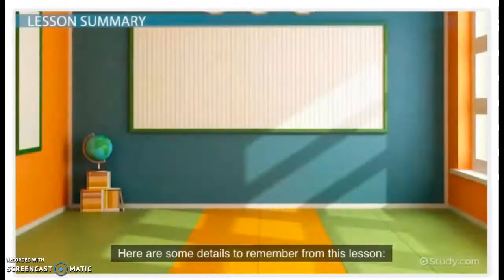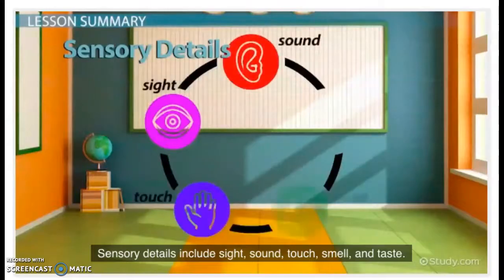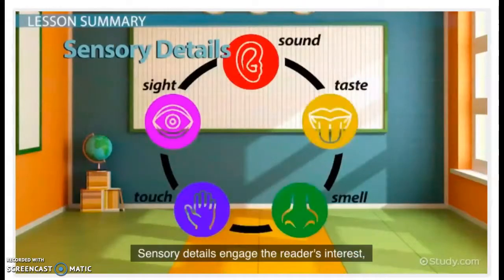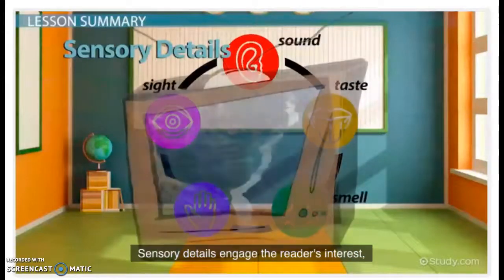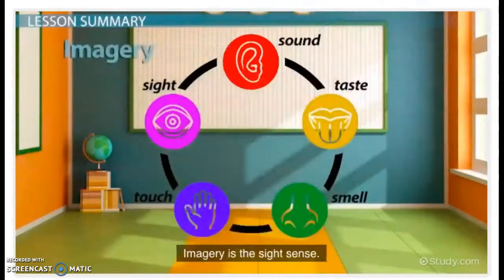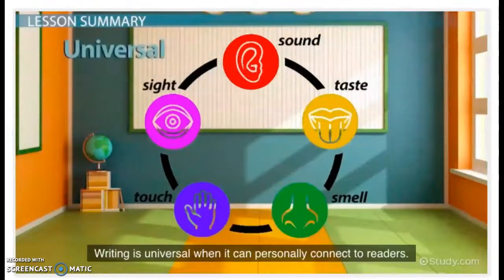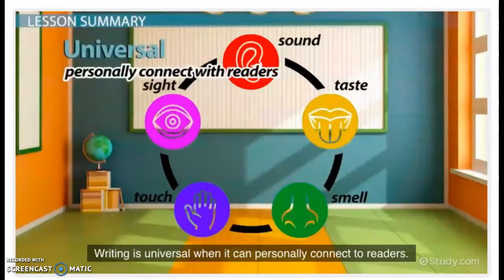Here are some details to remember from this lesson. Sensory details include sight, sound, touch, smell, and taste. Sensory details engage the reader's interest and should be incorporated to add more depth to your writing. Imagery is the sight sense. A narrator is the speaker in a story. Writing is universal when it can personally connect to readers.